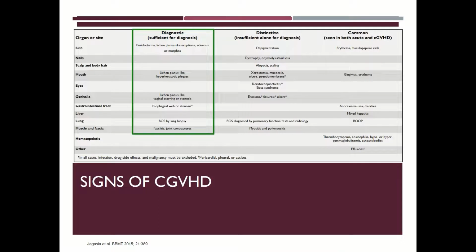This is a table representing the diagnostic, distinctive, and another category of common signs and symptoms seen in both acute and chronic graft versus host disease. Most of the diagnostic findings will occur in mucosal areas or the skin, but can also occur in the lung, where exceptionally one needs lung biopsy to prove bronchiolitis obliterans syndrome, and occur in the muscles and joints where it may manifest as fasciitis or joint contractures.